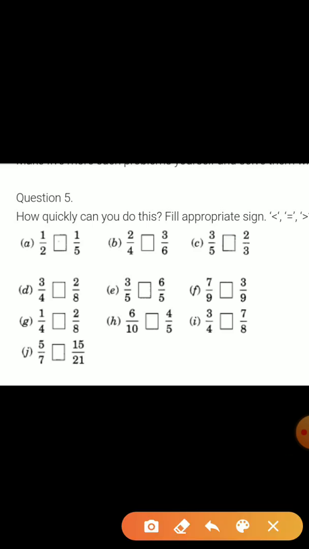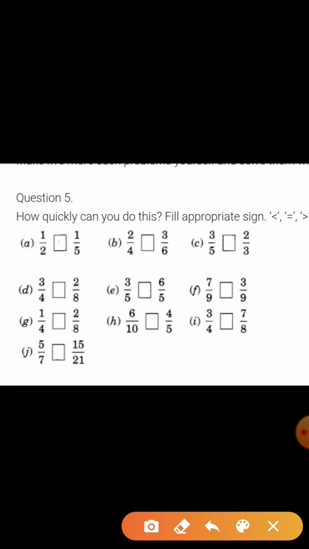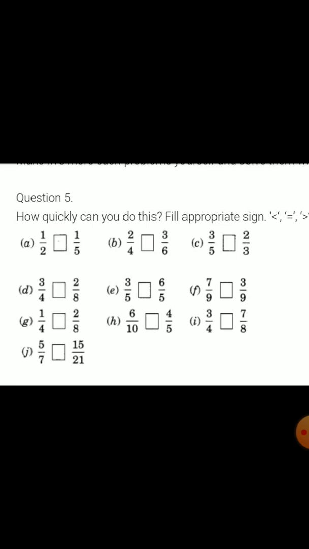Now take one more. Look at this one. The fractions are 3 by 4 and 2 by 8. Again they are unlike fractions with different numerators. Right? Here numerator and denominator both are different. So we cross multiply to compare. 3 into 8, 24. And 2 into 4, 8. Now in 24 and 8, which one is bigger? 24, right? Your left hand side is bigger than your right hand side. Hence 3 by 4 will be greater than 2 by 8. So likewise you can compare the remaining pairs of fractions.